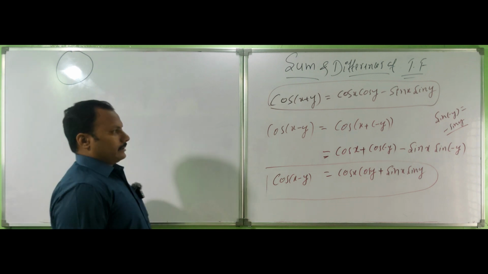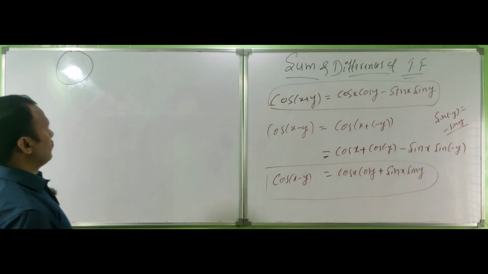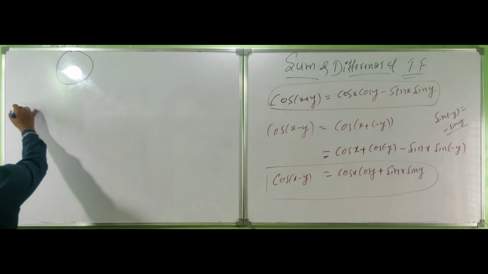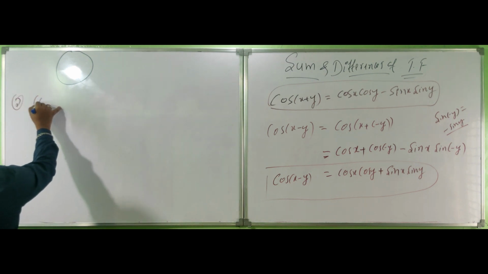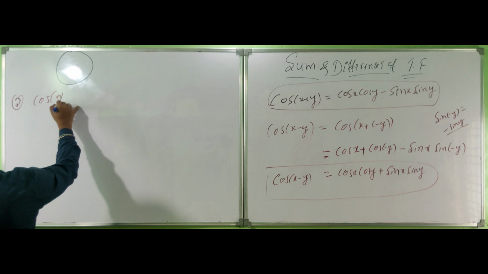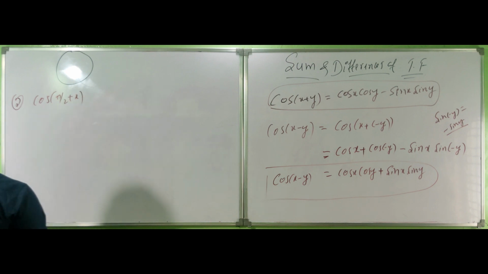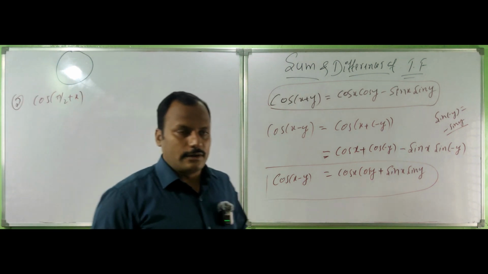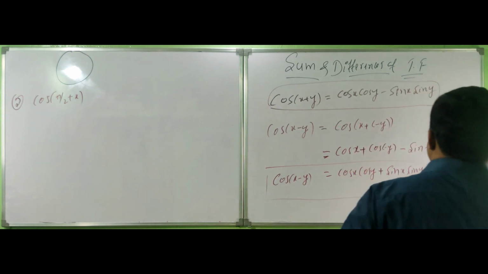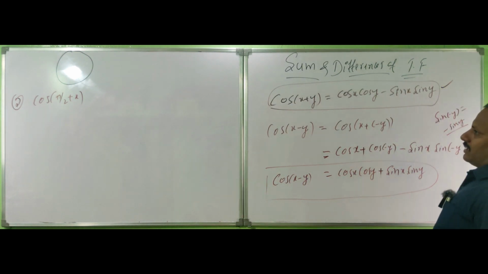Okay, then for the next one, cos of pi by 2 plus x. Cos of pi by 2 plus x. This is the formula we are using continuously.